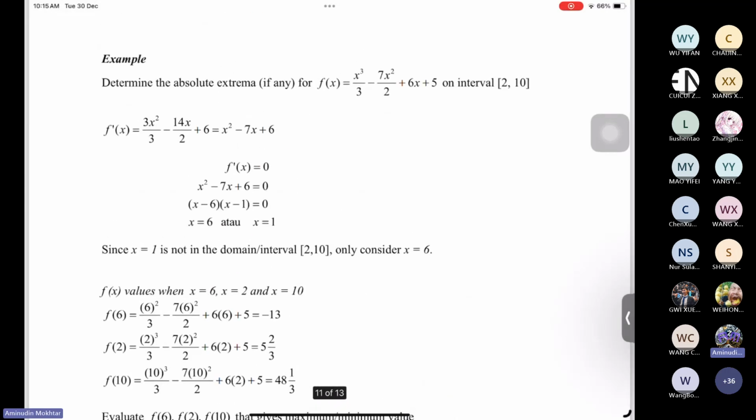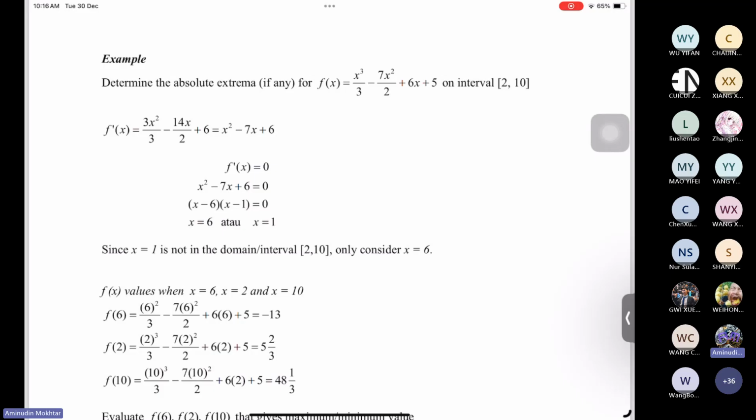I have this function, f(x) equal to x cubed over 3 minus 7x squared over 2 plus 6x plus 5. We want to determine the absolute extrema point. I think I need to adjust this question in order to show you the graph here.